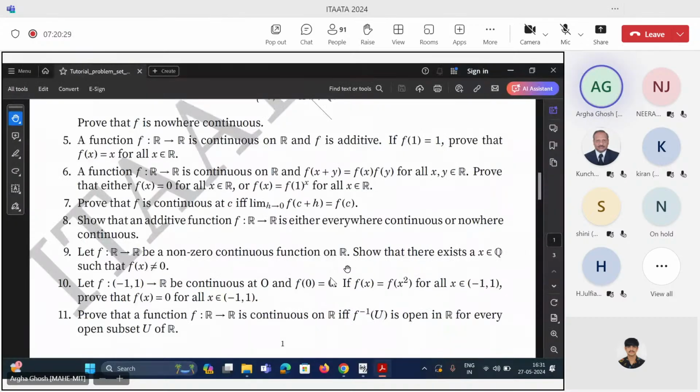Okay, question number 7 is again that equivalent definition thing. So try to solve that. I'm not going to solve it, so solve it later. Prove that if f is continuous at c, then the limit as h tends to 0 of f of c plus h is f of c. Okay, just simple, using the epsilon delta definition. Okay, question number 8.